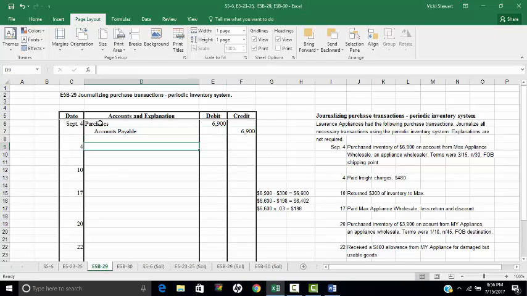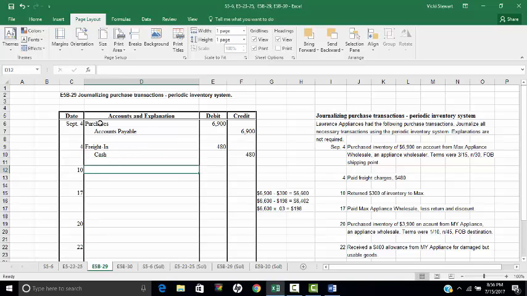The next entry says on September 4th they paid freight charges of $480. They owed the freight because the terms were FOB shipping point, so we're going to debit freight-in for $480 and we're going to credit cash for $480.